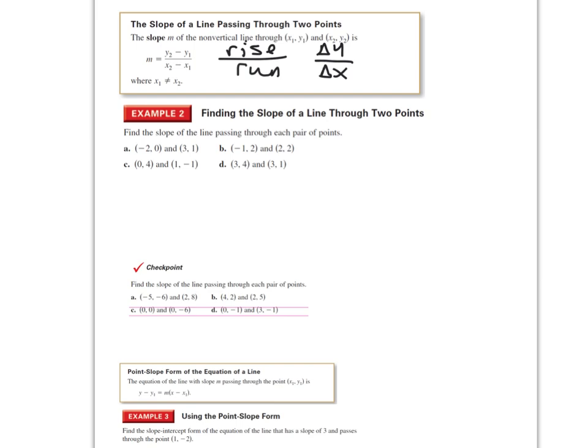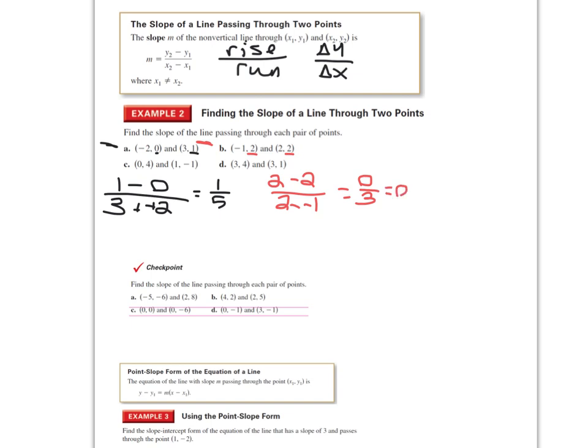All you're going to do is set up the equations. I'm going to start with black for A. I take my y's, y1 minus y2: 1 minus 0, and then 3 minus negative 2. So that means this one is going to be 1 over 5. Okay, the next one is going to be B. Again, I'm going this minus this, so 2 minus 2, and then 2 minus negative 1. So your answer is 0 over 3. Therefore, your slope is 0.